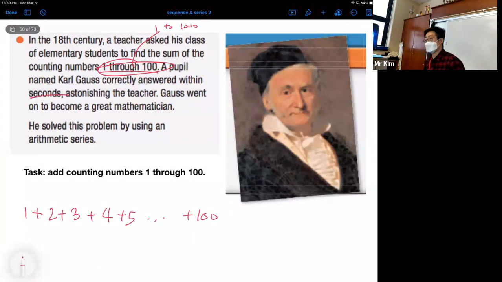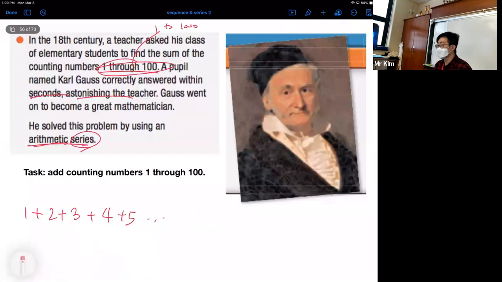Managing to solve this within seconds, now that sounds a little fishy, but astonishing the teacher, Gauss went on to become a great mathematician. He solved this problem by using something called an arithmetic series. Hence the word series, as I told you before, it's adding up all the numbers. Arithmetic because it's 1, 2, 3, 4, 5. Now, obviously, if I were to ask you as a high school student, doing this by counting is going to take a long time. You might be faster compared to 6, 7, 8 years ago, but it will still take you a long time.